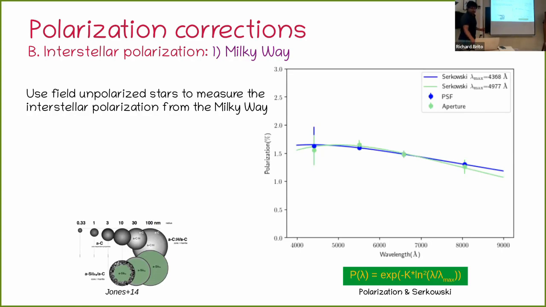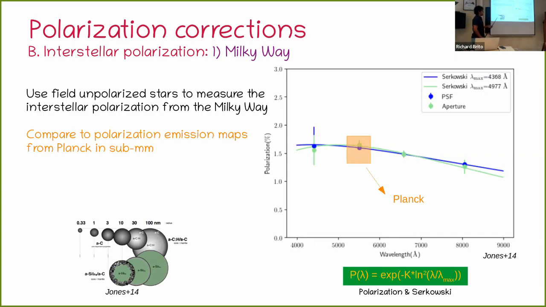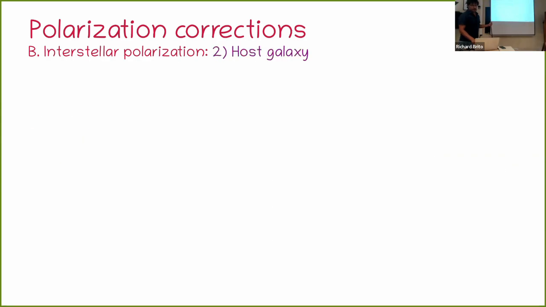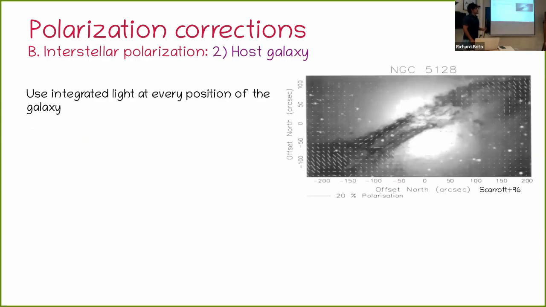And you can compare this to the submillimeter, because afterwards the submillimeter should have the same polarization, but only in emission. And in fact, this is from a Planck map. You can see that the optical polarization from the stars agrees very well with the Planck maps at that position of the sky. So there are ways to correct for the interstellar polarization of the Milky Way. How about for the host galaxy? For the host galaxy, the problem is that you cannot resolve those stars.